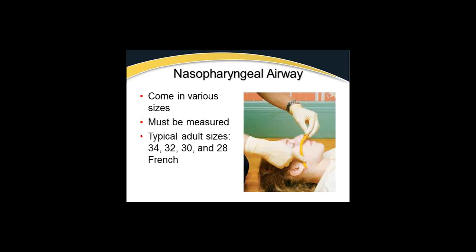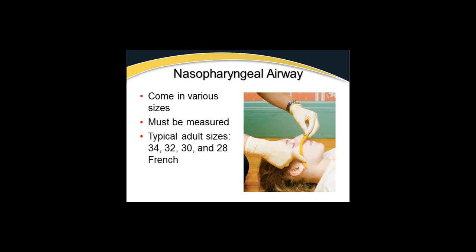So they come in various sizes, and they must be measured. There are pediatric sizes. You don't see them very commonly, but you have to size them, and there's actually two different ways to size these, two different methods you have to use. So the typical sizes are 34, 32, 30, 28 French. There's a 36 French. There are some smaller Frenches than 28, but those are the most typical adult sizes.